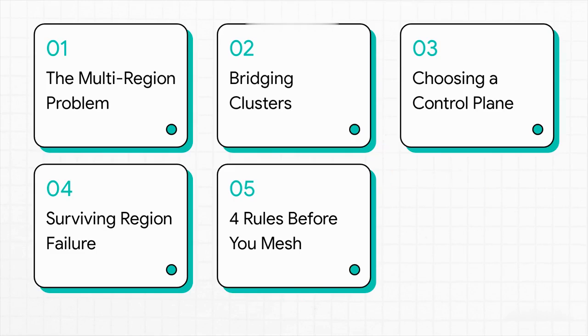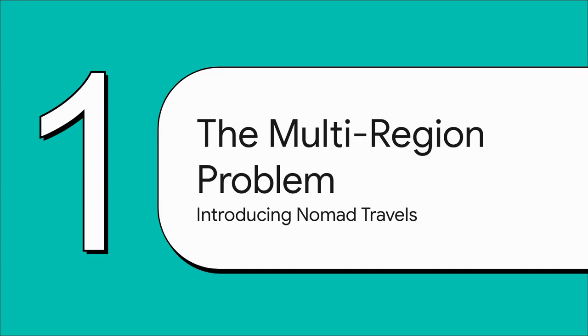So here's our game plan for today. We're going to start by digging into the core problem. Then, we'll see how a service mesh like Istio can literally bridge the gap between regions. After that, we'll explore a really critical choice you have to make about your control plane, and then, this is the fun part, we're going to simulate a total region failure to see how the mesh holds up. And finally, we'll wrap it all up with 4 essential rules to think about before you even write a single line of code.